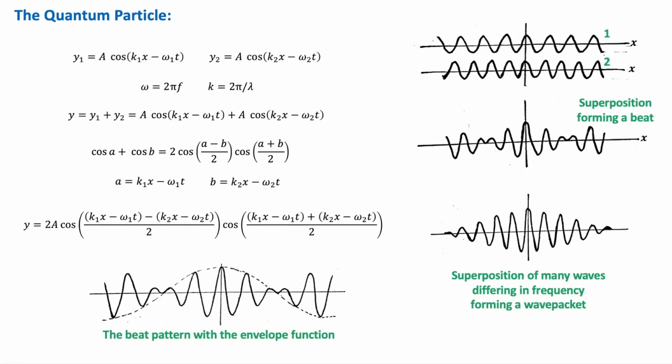As you can see, the second factor here represents a wave with a wave number and frequency that is equal to the average of the values of the individual waves. And the first factor here represents the envelope of the resulting superposition wave, right? So this is the envelope here. As you can see, this envelope has the form of a wave, right? And it can travel with a different speed than the individual waves.